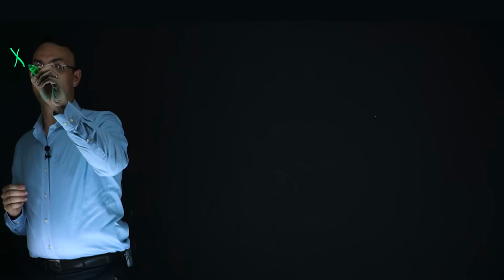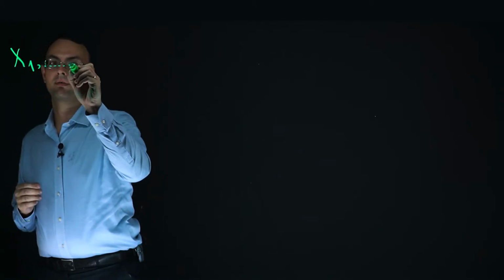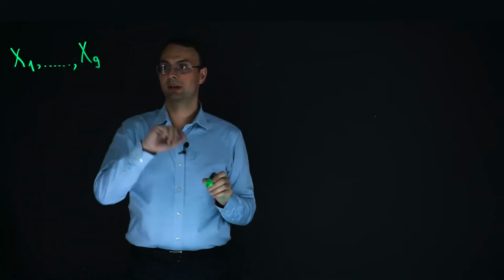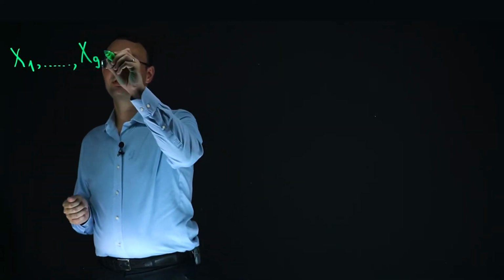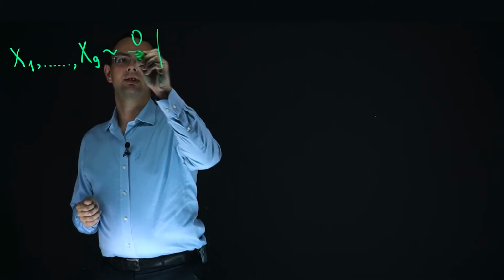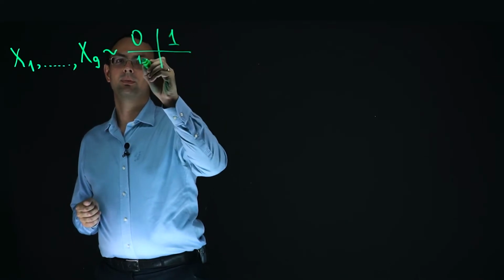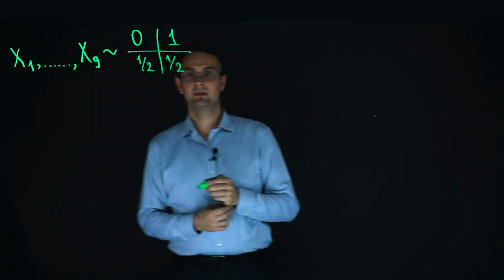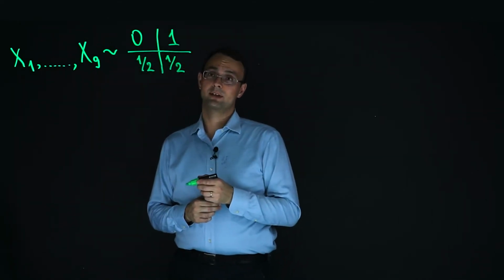Let's now see how we can check the properties of different estimators. Let our sample be of size 9, so we have 9 observations from x1 to x9, and their distribution is this one: they can take values 0 and 1 with probabilities 1/2. So it is a binomial distribution with parameters 1 and 1/2.